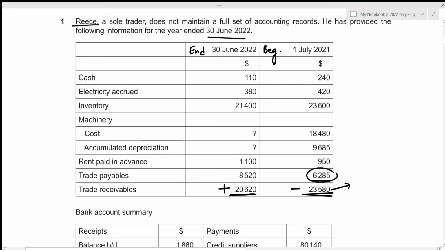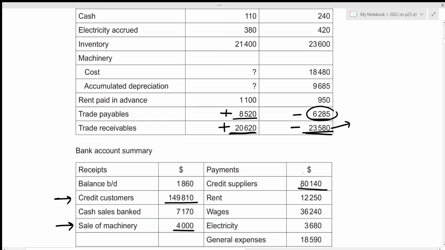And since this is the credit purchases of last year, we should not be including this amount. So we're just going to subtract this amount of 6,285. And then we have trade payables for this year to be 8,520, which means that goods worth 8,520 have already been purchased from the suppliers, but we have not yet paid this amount, which means that we should also be including this value in our credit purchases, right? So the total is just going to be the total amount that we paid to the credit suppliers in this year. Then we need to subtract the credit purchases of last year, which is 6,285, and then we need to add the credit purchases amount made this year, which have not been paid. So that's 8,520. Let's write it down.